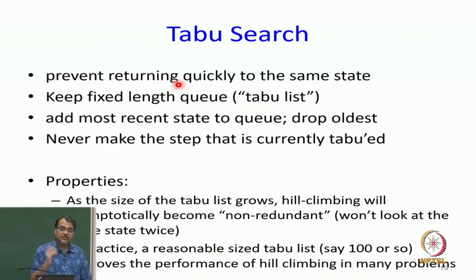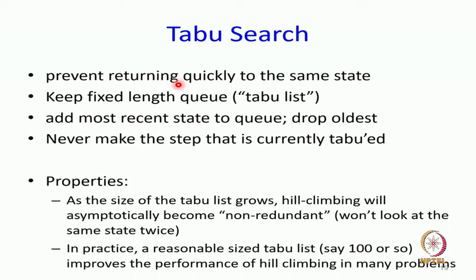So add the most recent state to the queue, drop the oldest. Never make the step that is currently tabooed. Now if you think about it, as the size of the taboo list grows, as you have a huge taboo list, almost the full search space size, then you are essentially doing a systematic search. You are saying don't repeat a state, no redundancy whatsoever, look at all possible states that way. So eventually this will become systematic search if my taboo list becomes extremely large. But in practice, people use a small constant size taboo list, about 100 or so.